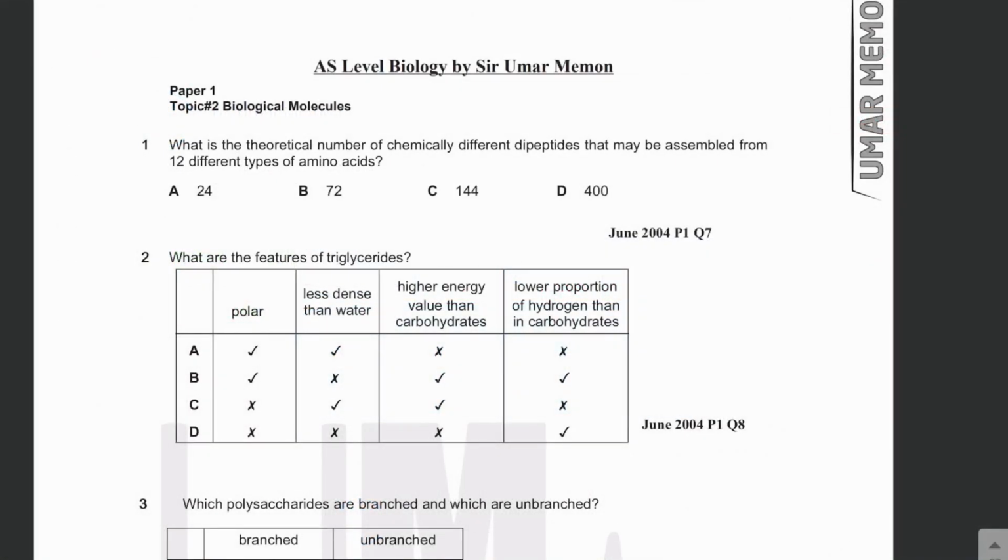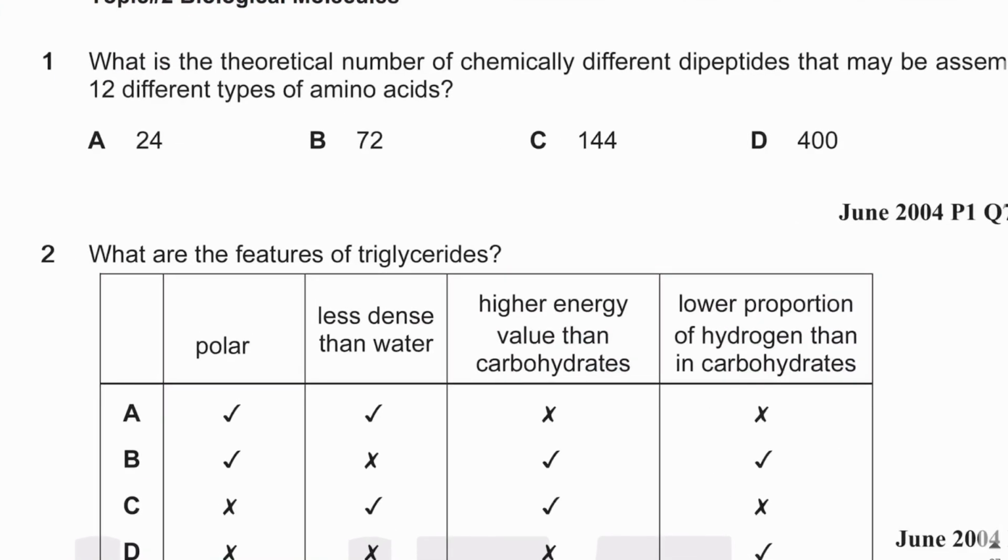Assalamu alaikum everyone. In this video lecture, we will be discussing the paper 1 past papers of the biological molecules, which is the topic of AS level biology 9700. Let's start with MCQ number 1.